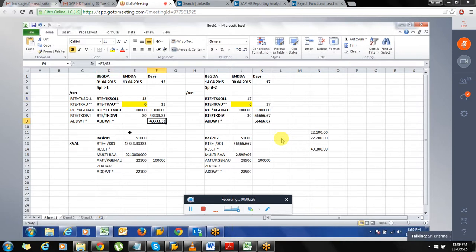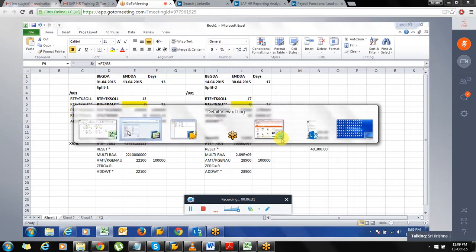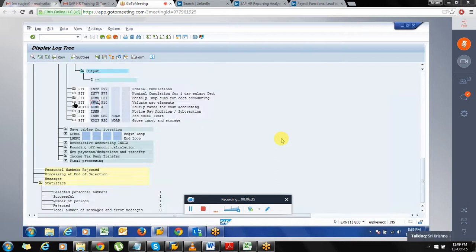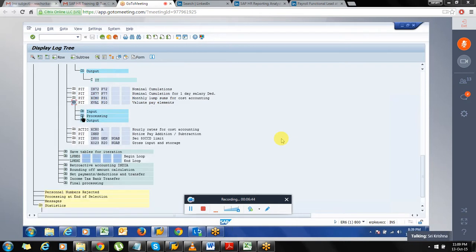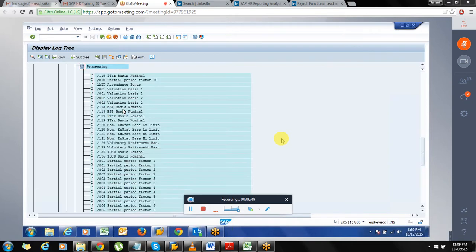Coming back further to XVAL, where processing class 10 will work for us. If you compare with basic pay, we have two basic pays. Again, if you see in the input, we have the basic pay wage type 0100. So we have two basic salaries, one with split indicator 1 and one with split indicator 2. It is 51,000 in both places.